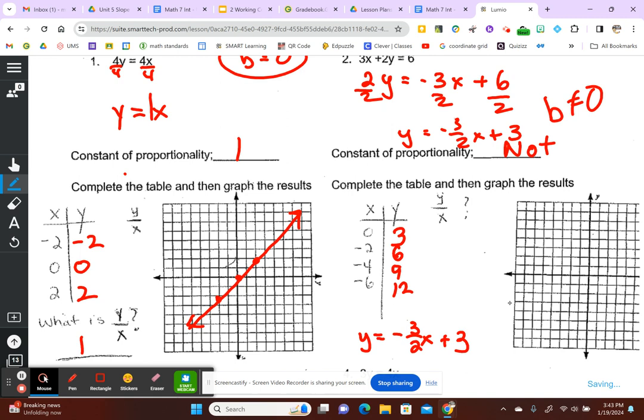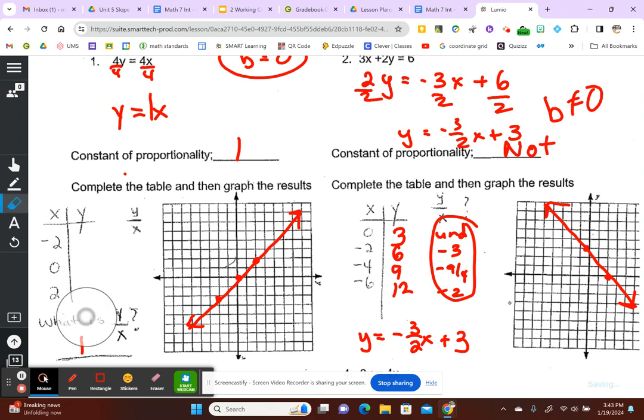So here, if I do 3 over 0, it's undefined. If I do 6 over negative 2, it's negative 3. This is negative 9/4, and this is negative 2. So as I suspected, there is not a constant when you put y over x. And when I graph this, I'm going to go down 3 over 2. It's going to look like this. It's a straight line, but it does not go through the origin.